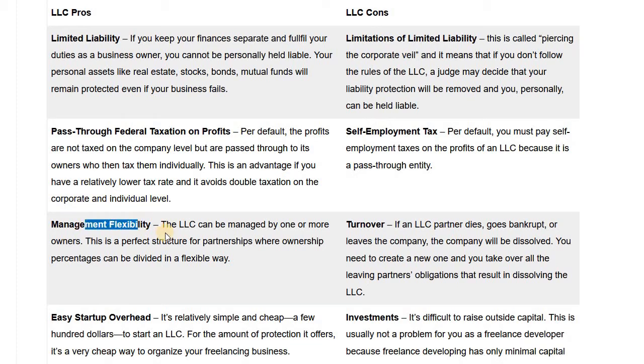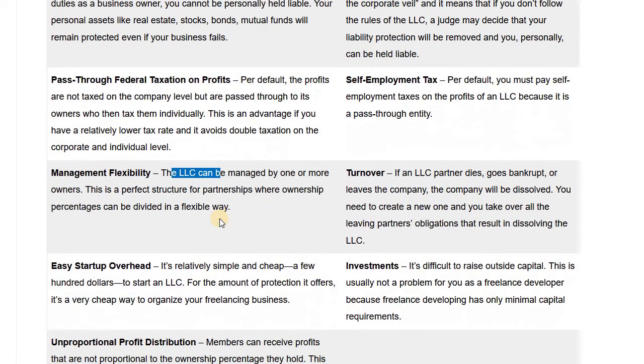You also have management flexibility, so the LLC can be managed by one or more owners. So you can be a single owner, or single person LLC, or single member LLC, and you can have a multiple member LLC, so multiple owners, multiple managements. So you can also create some partnerships with different persons, and these different persons can be partial owners of your business. So this is also one of the advantages. The startup overhead is relatively simple, so a few $100 and you should be good to go with your LLC.